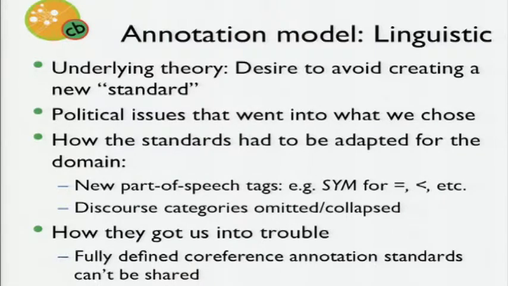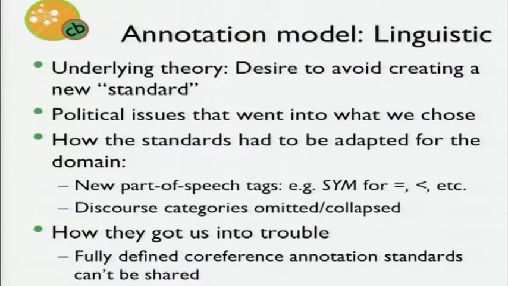The underlying theory behind the annotation model is that we wanted to avoid creating a new standard. There are many, many standards for doing annotation, and we didn't want to add a new one. We wanted to try to help some pre-existing one gain traction by adding on a new use to it in this domain. It's my belief that picking a pre-existing standard is sort of a political issue, and some of the ones that went into what we chose basically were trying to predict what projects look to us like they're going to be successful and glomming onto those.